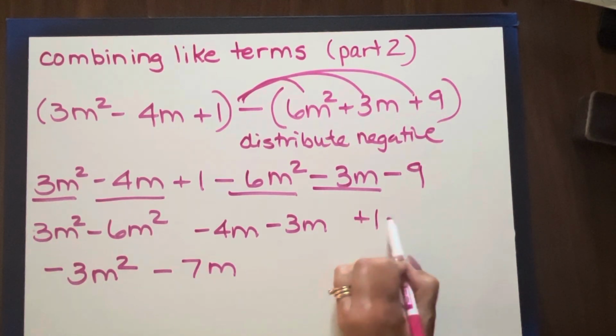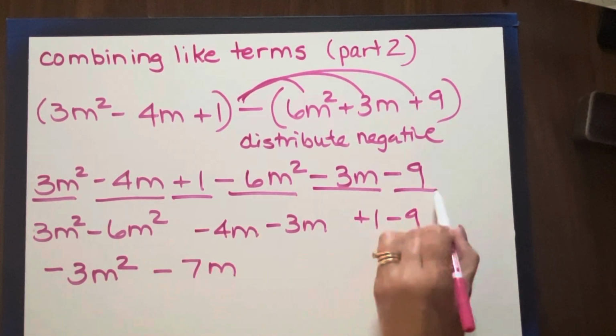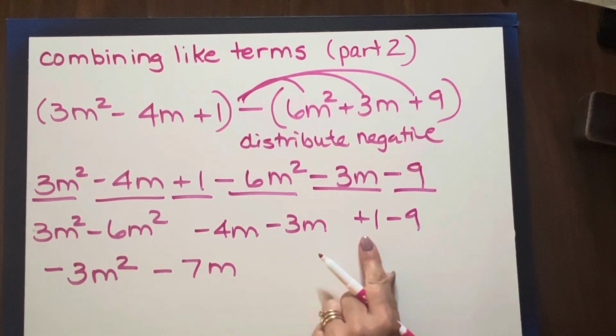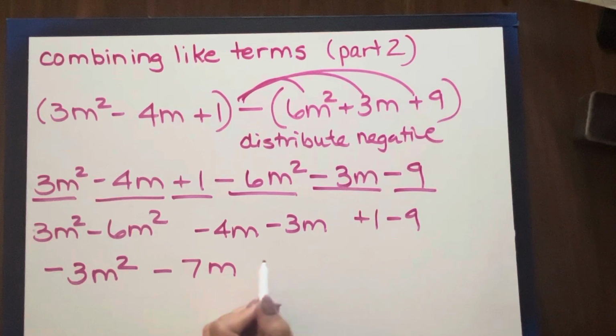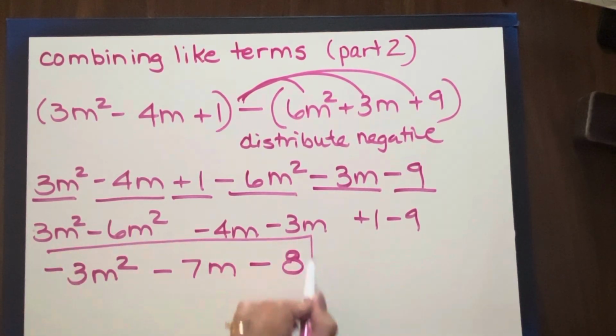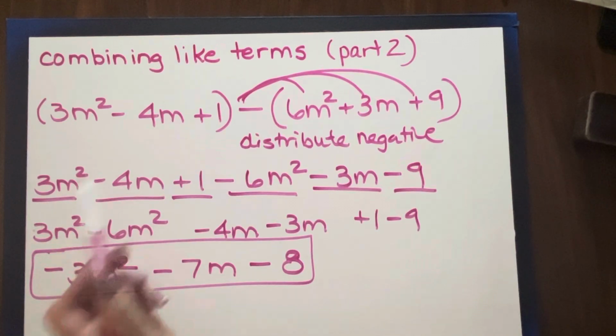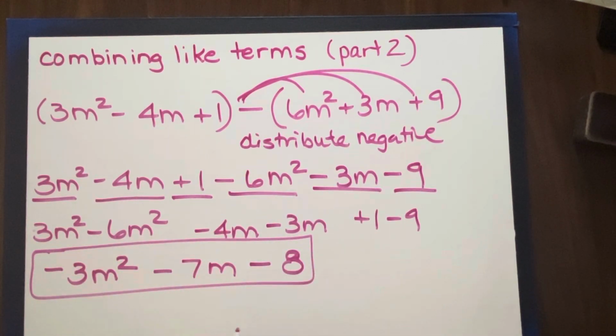And then my last set of terms are the constants. I have 1 minus 9. The 9 is the bigger number and it's negative. So my answer is going to be negative 8. And after I have combined all the like terms distributed through, my final expression is negative 3m squared minus 7m minus 8.